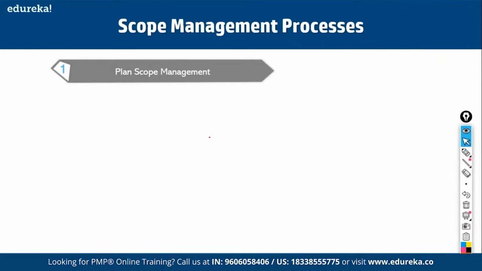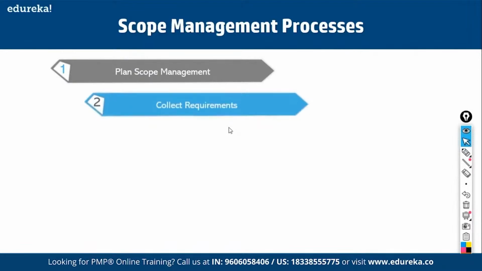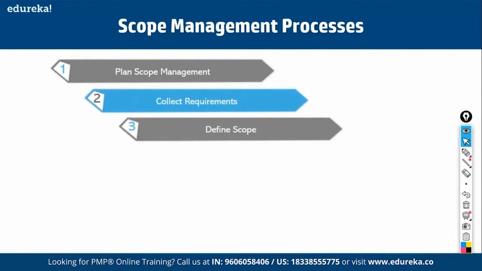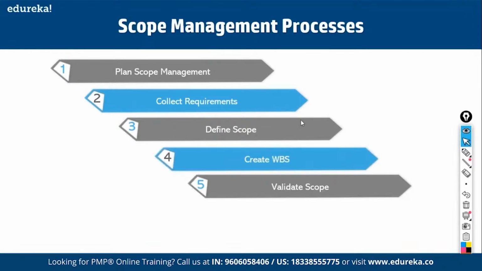So how do you plan for scope? These are all the processes we need to perform. First, we plan for scope management. Then we collect requirements. Then based on the requirements, we define scope. What are requirements? Requirements are what the customers expect to find in a product. Then we come up with a scope statement that tells us everything that we have to deliver as part of the project. Then we create the WBS.